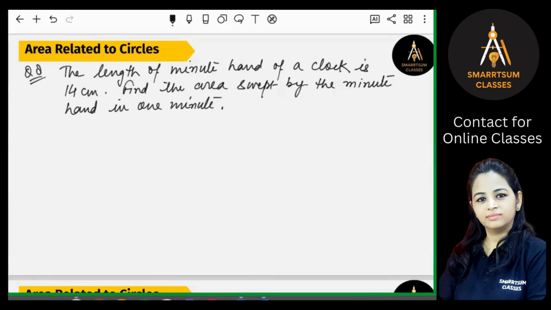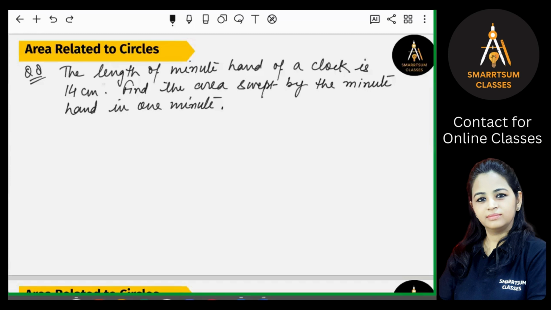Now look at this question number 8, another one. The length of the minute hand of a clock is 14 centimeter. Find the area swept by the minute hand in 1 minute, right? So we have to find what will be the area swept by the minute hand in 1 minute. As we know, the minute hand of a clock describes a circle of radius equal to its length, that is 14 centimeter, right?